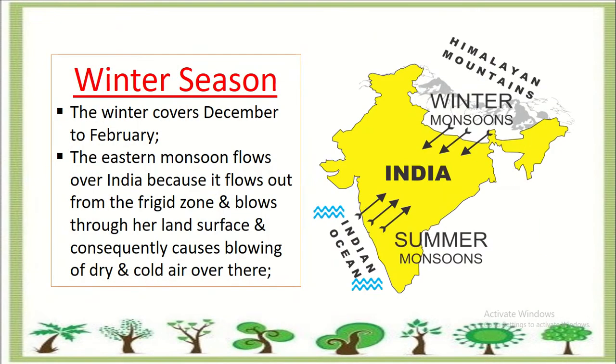So here follow one thing, according to the winter season, the winter covers December to February. The eastern monsoon flows over India because it flows out from the frigid zone and blows through her land surface and consequently causes blowing of dry and cold air over there. So here the Himalaya mountains follow the frigid zone. The winter monsoon comes from the northern part of India, and as the Indian Ocean is situated at the southern part of India, the summer monsoon blows from the Indian Ocean towards the continental zone of India.